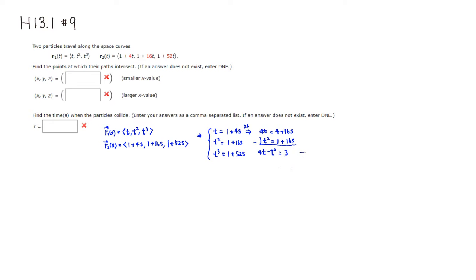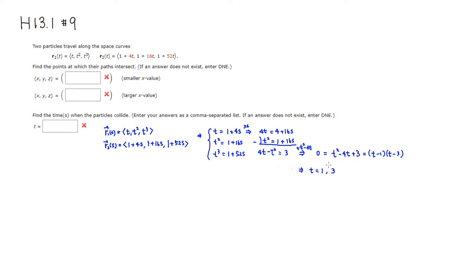I'm going to add the t squared and subtract the 4t, so we get 0 is equal to t squared minus 4t plus 3, which can be factored as quantity t minus 1 times quantity t minus 3. So from here we have a couple of t values: t is equal to positive 1 and positive 3.